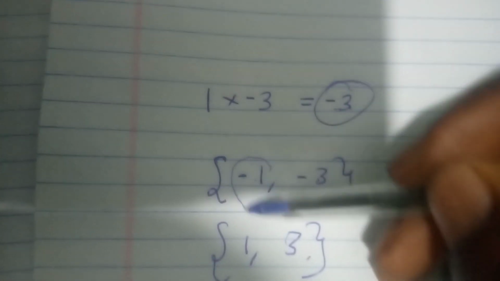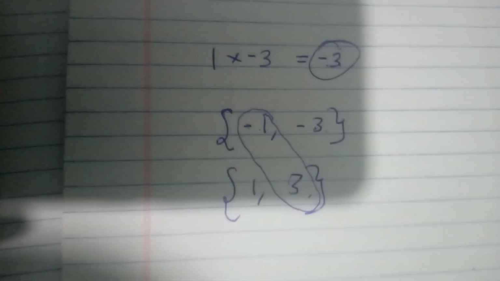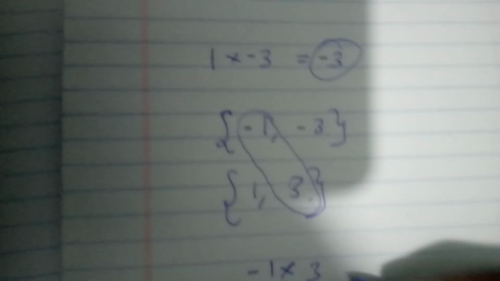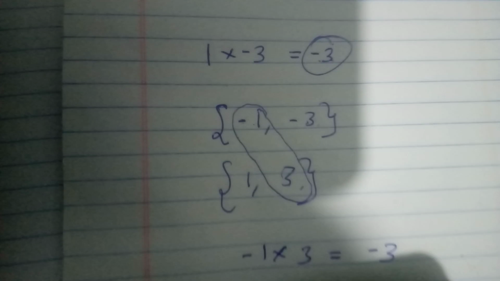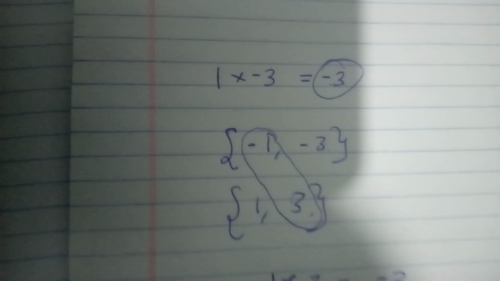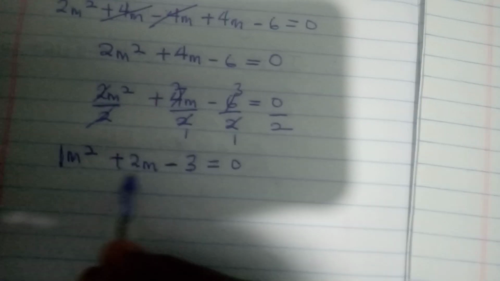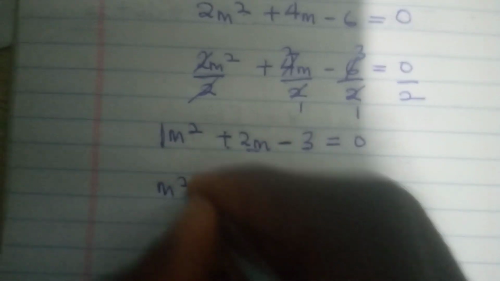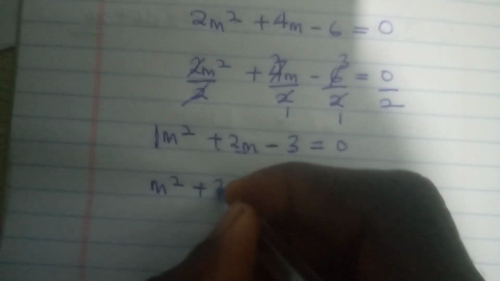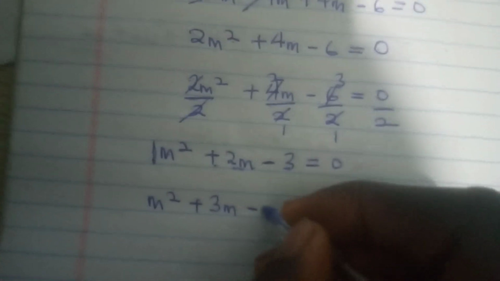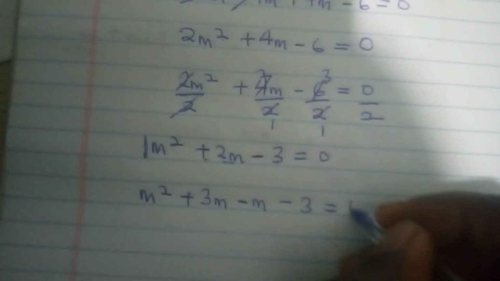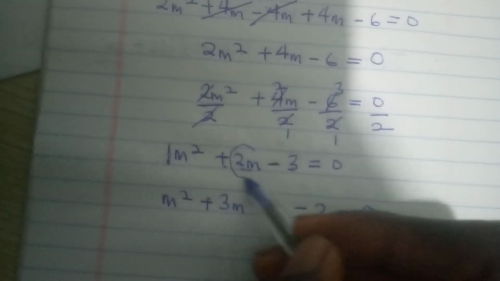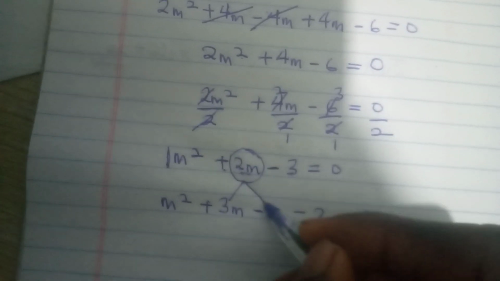So I can't pick those numbers. But I can pick -1 and +3. Why? Because if I multiply these two, I am getting -3, and if I add these two, I am getting +2. And this +2 is the coefficient of what? Of m. So this 2m, I'm going to split it into -1 and +3. So I'm going to say m squared plus 3m minus m minus 3 is equal to 0. This 2m is what I've split to get this.